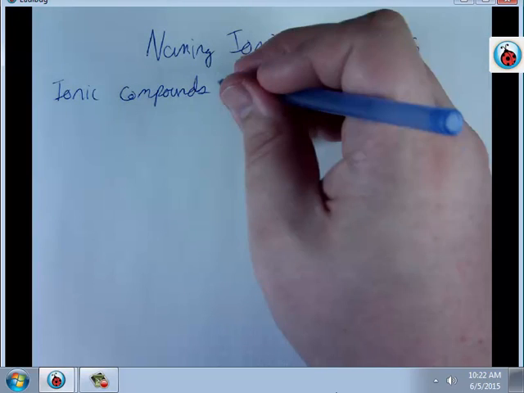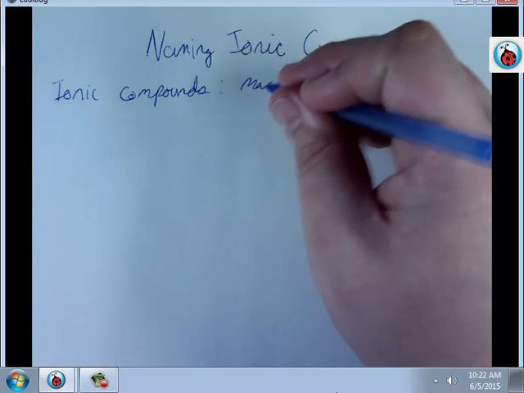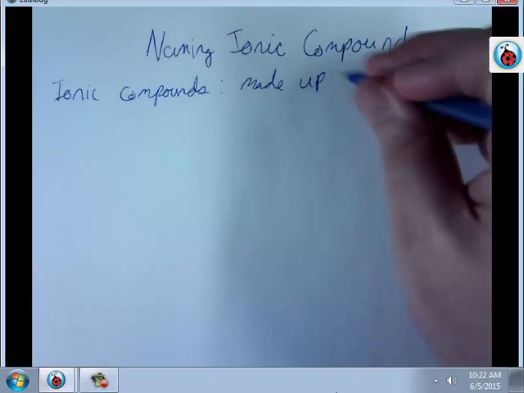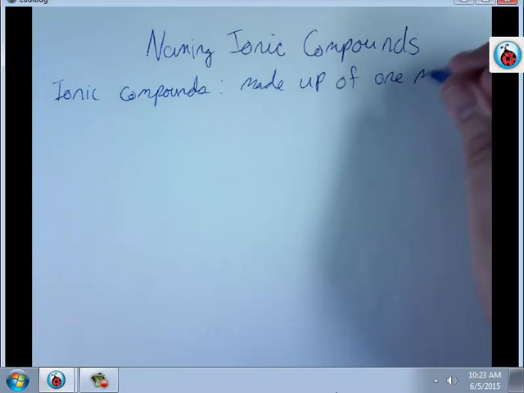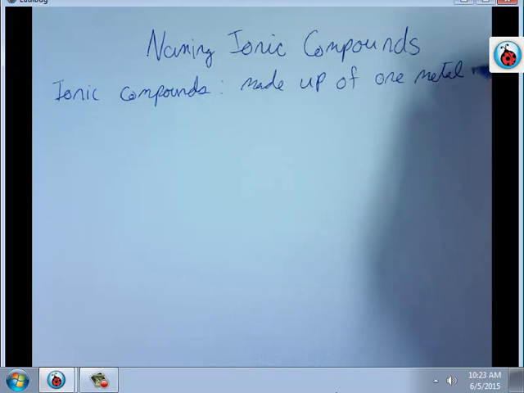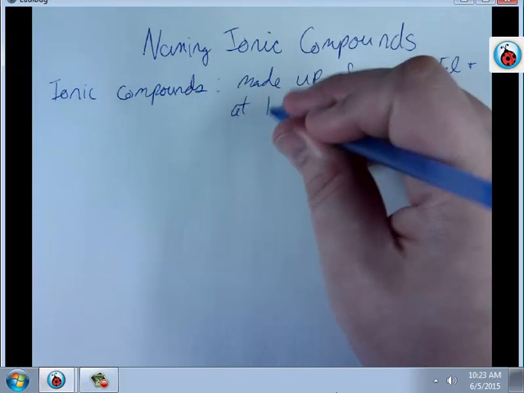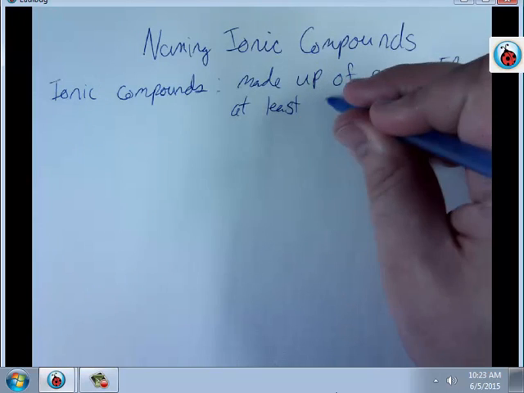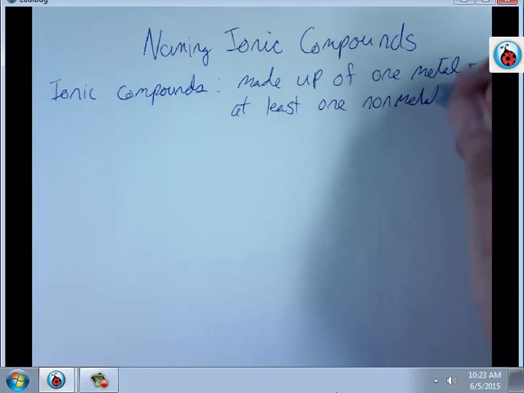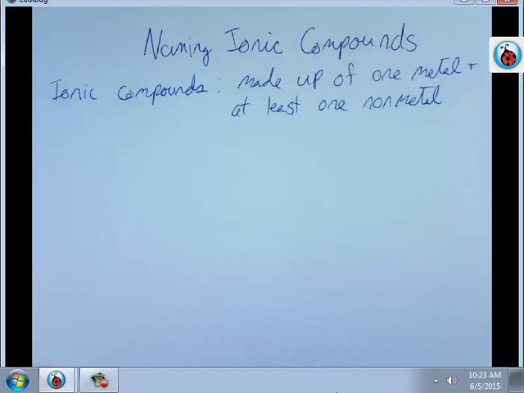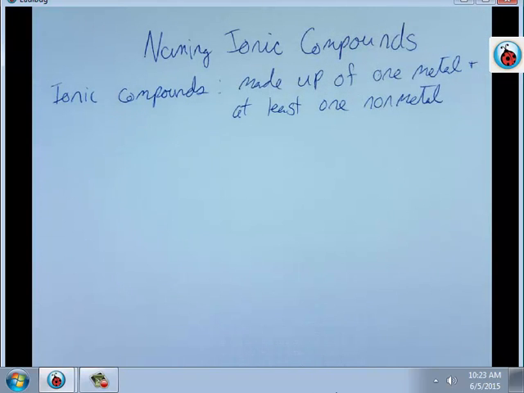Ionic compounds are made up of one metal and at least one nonmetal. Alright, so that's how we're going to know whether or not the compound we're looking at is an ionic compound.